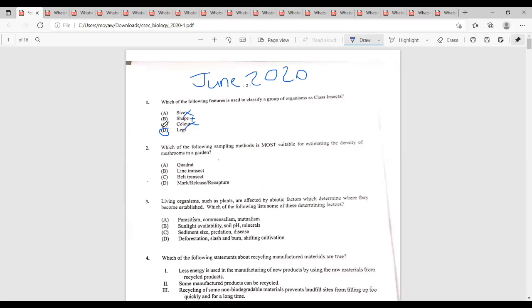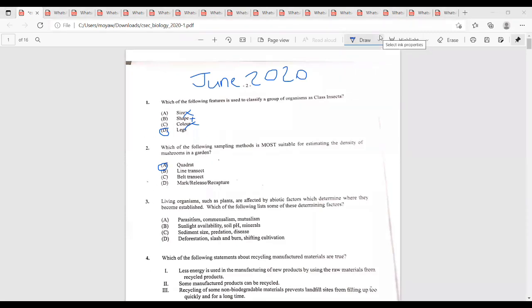Question 2. Which of the following sampling methods is most suitable for estimating the density of mushrooms in a garden? We spoke about this one already in a previous past paper revision, so you can go over there and watch all our videos. So the answer here would have been quadrat.